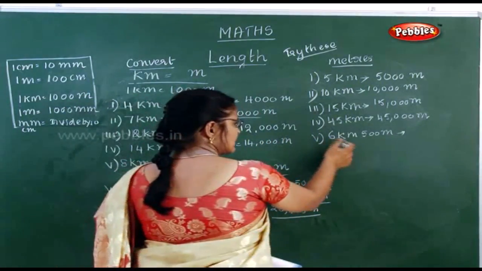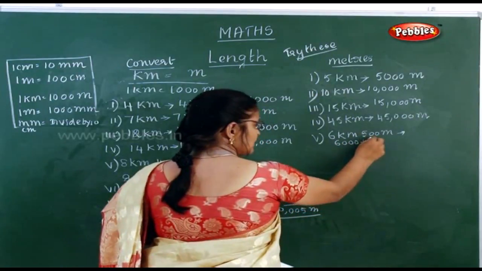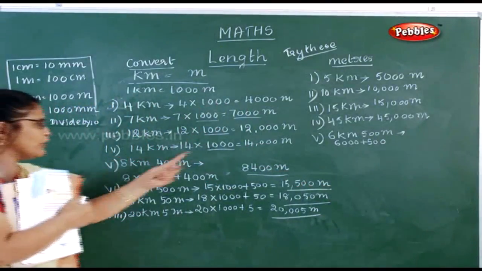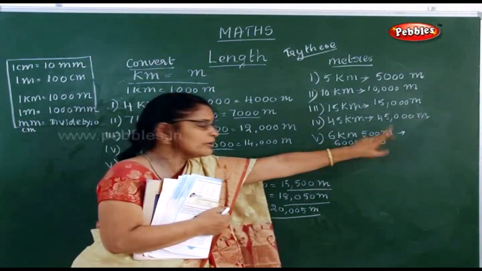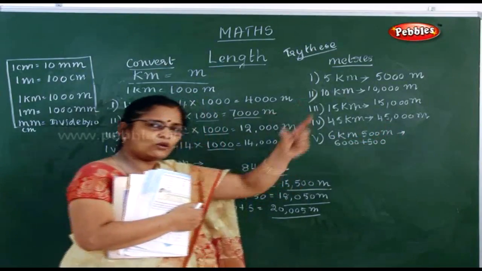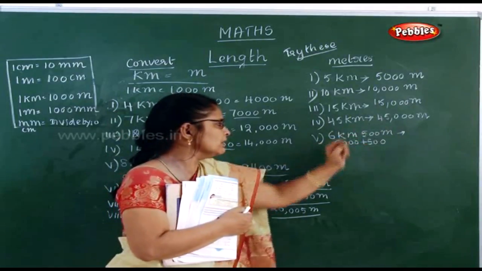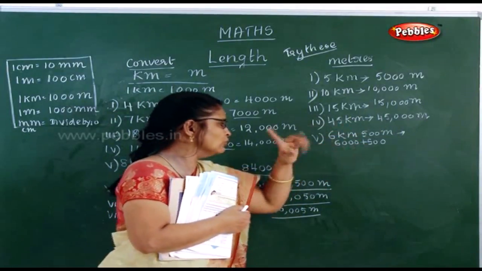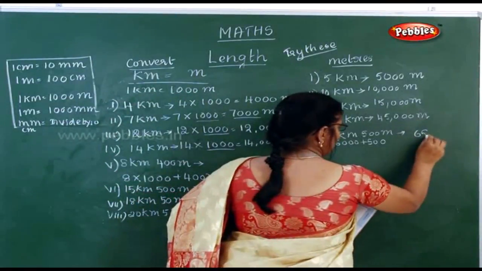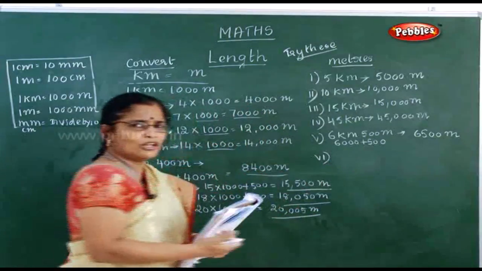So how will you do 6 into 1000? You will get 6,000 plus what is this? 500. Are you clear or not? I think you must have forgotten now. See, how are you going to convert the 6 kilo? This is already meter, so you are not going to do anything with it. This kilometer alone you are going to convert into meter. It is 6 into 1000, so you will have 6,000 plus this 500. So it is 6,500 meter. Are you clear now? Very good.